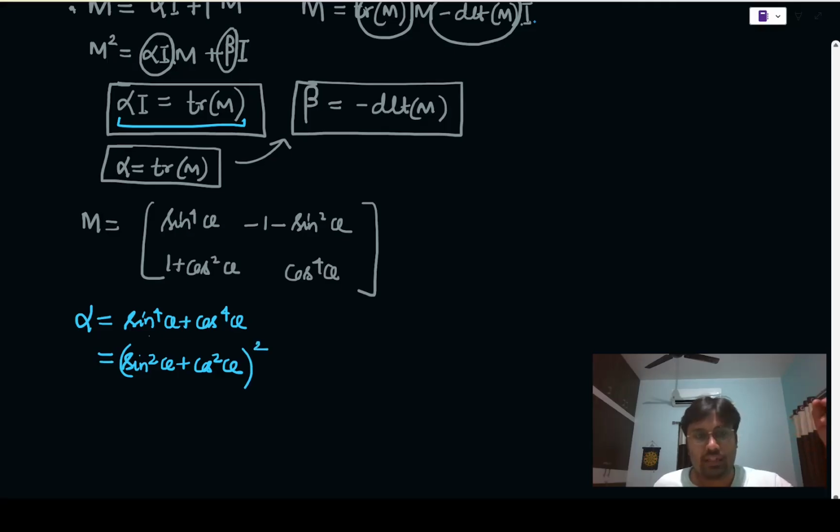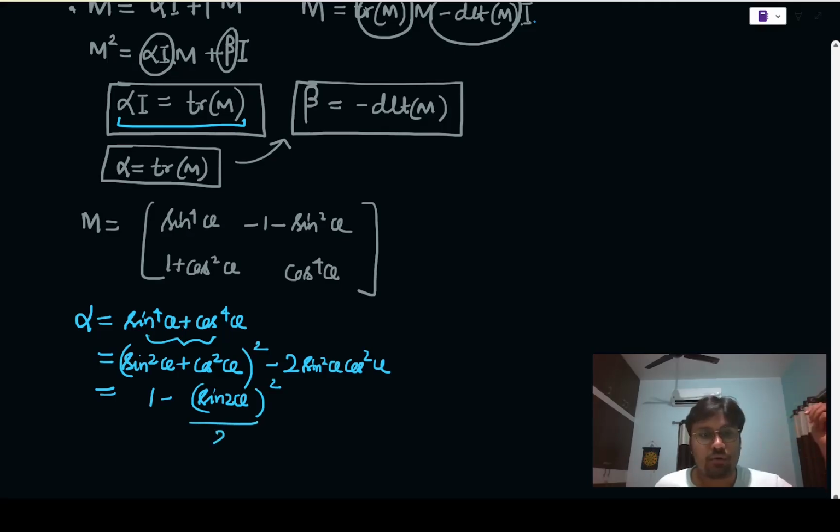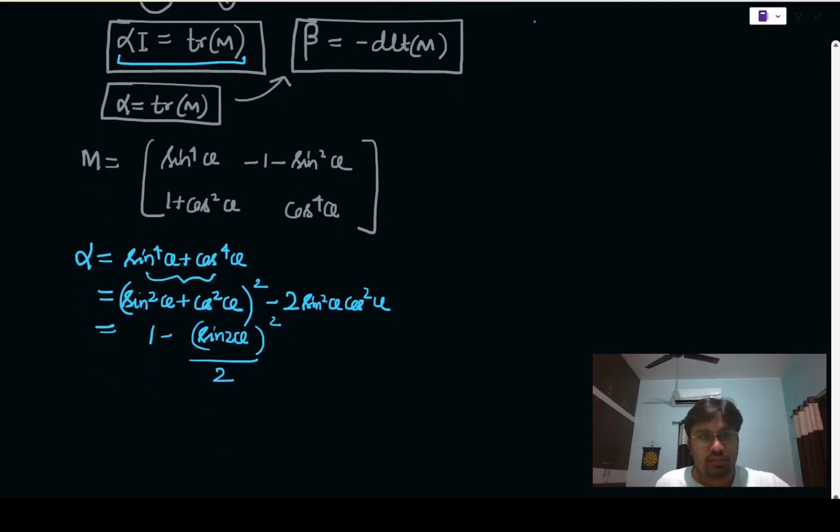It will be this part plus 2 sine square theta cos square theta, so just subtract 2 sine square theta cos square theta. This is 1 minus, let's take sine 2 theta whole square, which is 4 sine square theta cos square theta, divided by 2. Now, this is the function alpha. So alpha of theta that they are asking about is this function, and you want to minimize it.